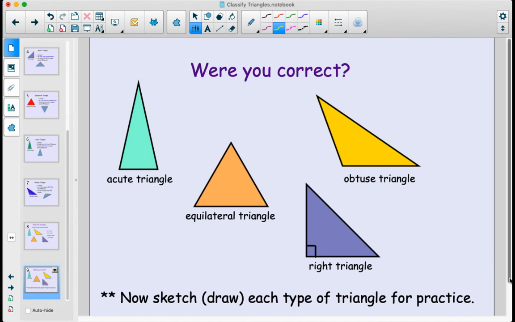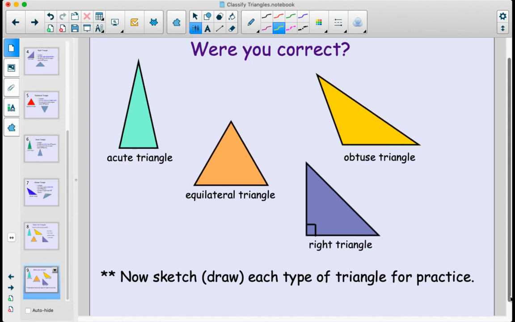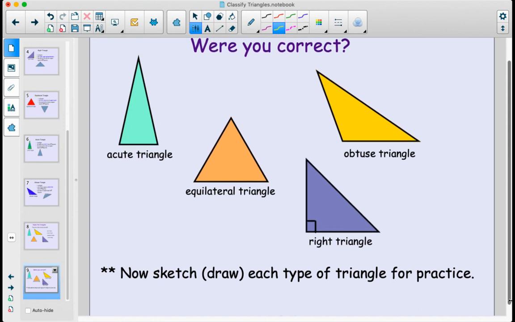Lastly, in the lesson today, I would like you to sketch or draw each type of triangle for practice. And just for fun, maybe you can make a face or some kind of a cool design with your different type of triangles.